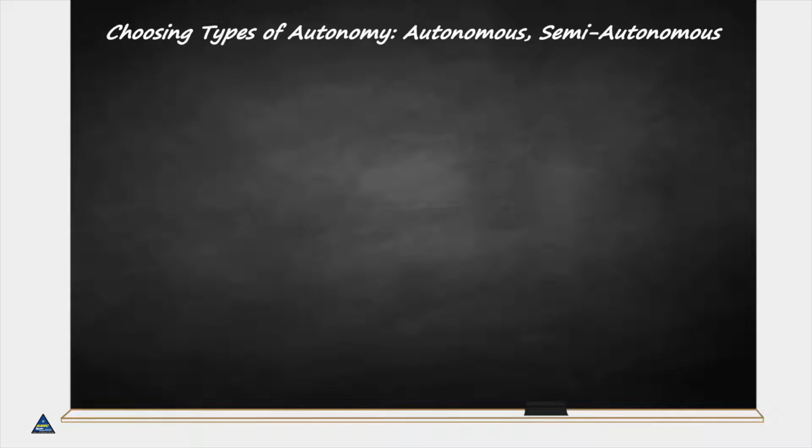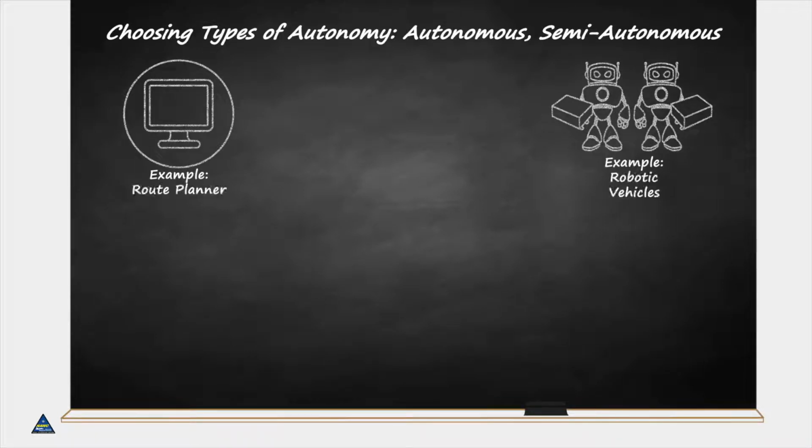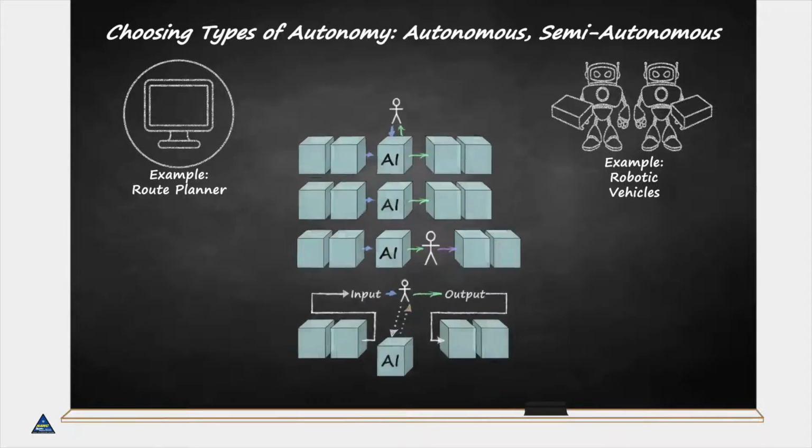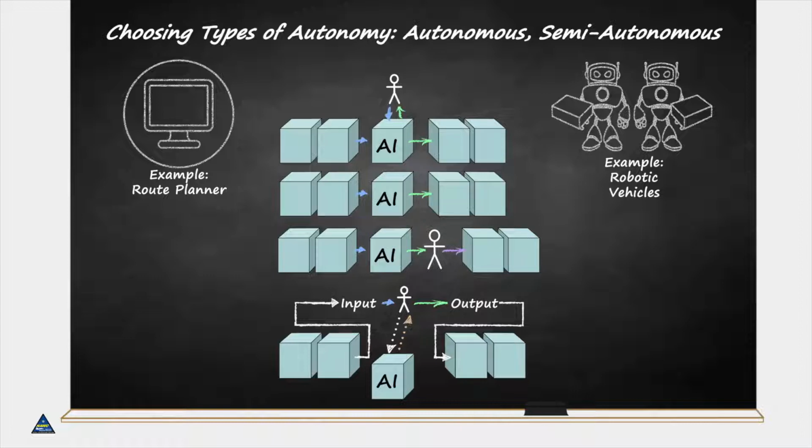Let's look at the various types of autonomy. I'm sure you've heard the term autonomous and semi-autonomous. And how I'm going to explain these to you is using examples. One example is going to be a route planner. The other example is going to be a robotic vehicle. And I want you to look at the 4 selections. The first 3 involve autonomy and semi-autonomous structures. Can you recognize which one is autonomous out of the 3? If you guessed the second one from the top, you'd be absolutely right.